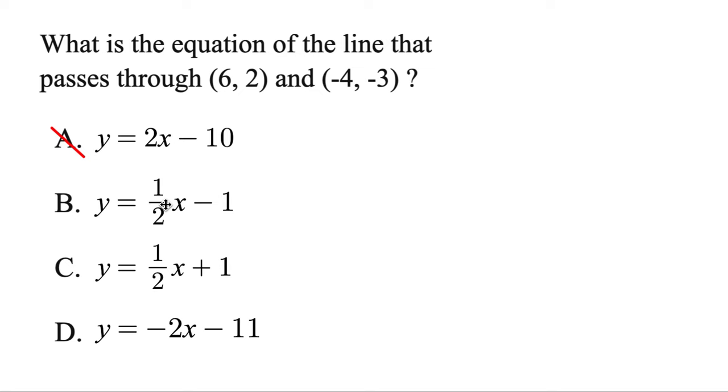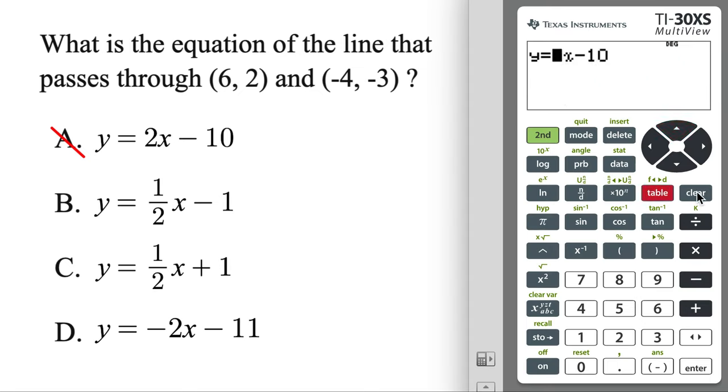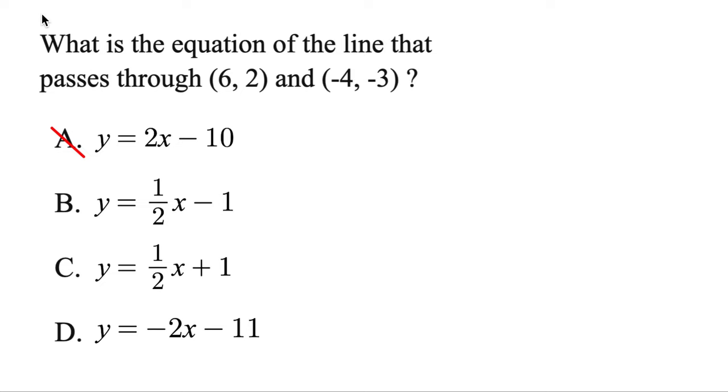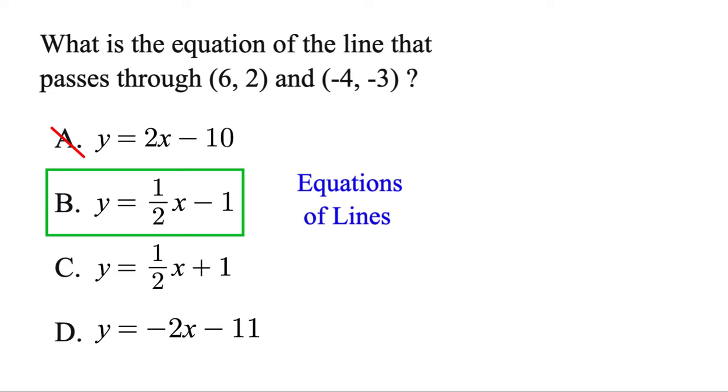Okay, let's go ahead and run it back. Let's reset it. We'll hit table, clear, and we'll type in b here. Got our 1/2. Use the fraction button. Then we got our x next to it, -1. Okay, enter. But right away, we do have -4, -3. We pass through that point. That's good. Down to x is 6. And sure enough, 6, 2. We pass through both. It's got to be b. So these are called equations of lines. And I've got a video on these if you want to practice more of those.